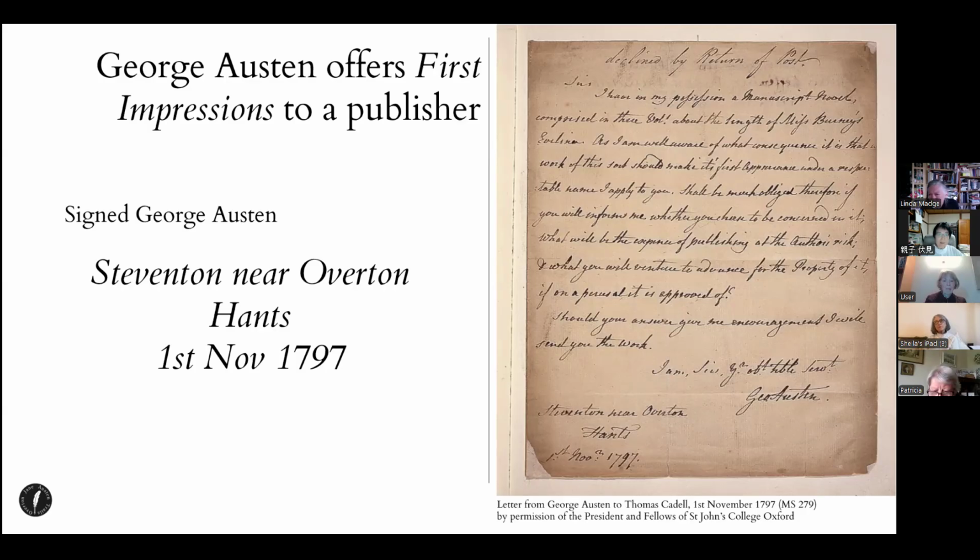Her father proudly submitted it for publication in November, but it was declined by return of post. You can see his letter here, which he signs Steventon, near Overton, Hampshire. Jane had a significant creative output and completed early versions of some of the most famous of her novels here, eventually published as Pride and Prejudice, Sense and Sensibility, and Northanger Abbey, all while living in Steventon.